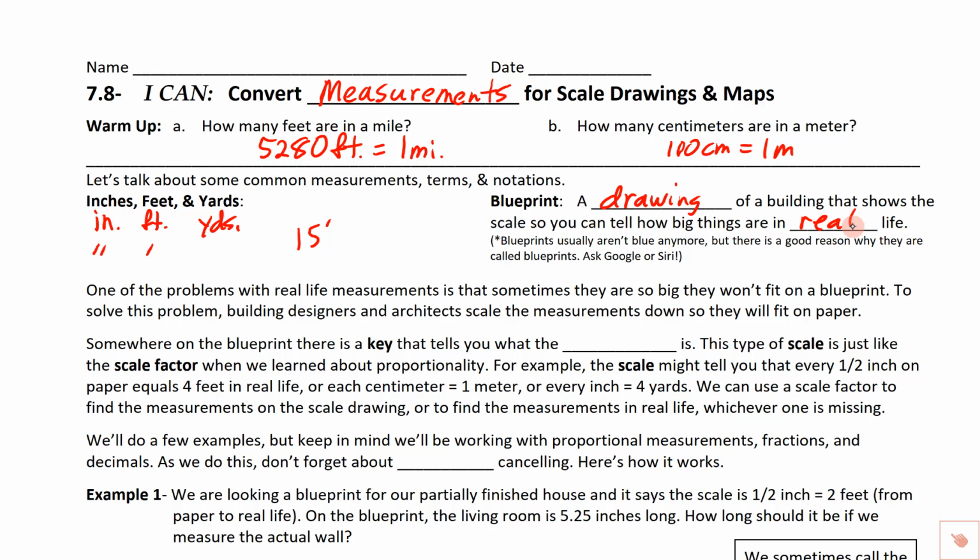And blueprints, they aren't actually blue anymore. They're usually just printed black and white on paper and that sort of thing. But there's a good reason why they're called blueprints. You might want to ask Siri or Google and find that out. You may win another trivia contest sometime.